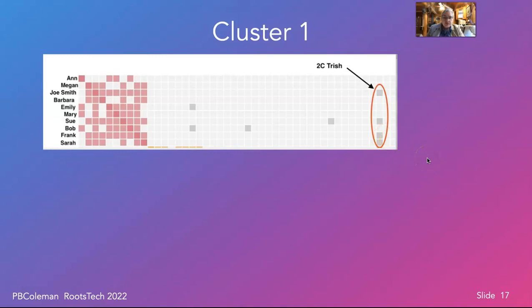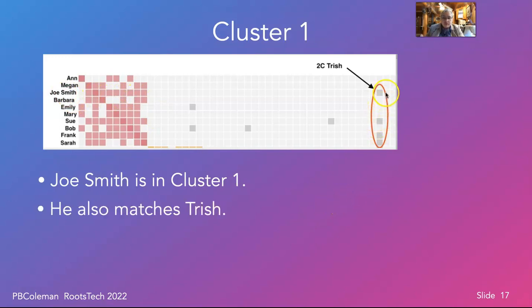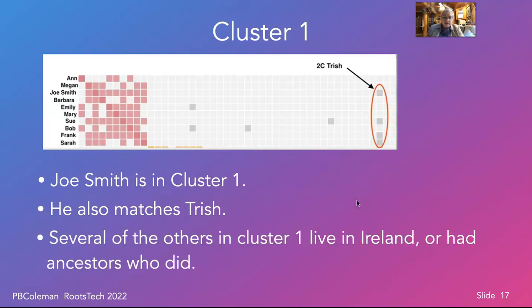So here's cluster 1 that we're going to look at in some more detail. I've given pseudonames to all the matches, and you can see that Joe Smith is here in cluster 1. With the gray cell over here to Trish, you can see that Joe also matches Trish. So that gives us a pretty good hint that it's on the Thomas Burns and Bridget Fenton line that Trish and I share. Several of the others in cluster 1 either live in Ireland as well as Joe does, or they had ancestors that lived in Ireland.